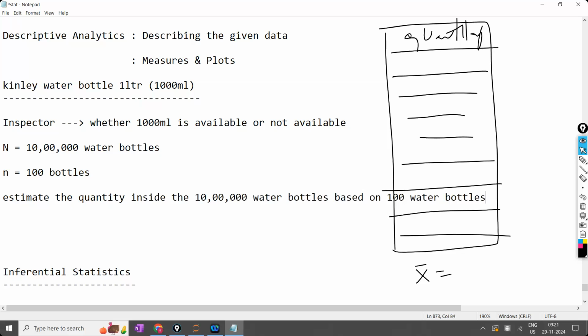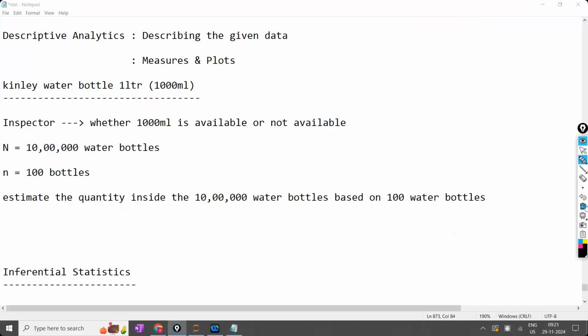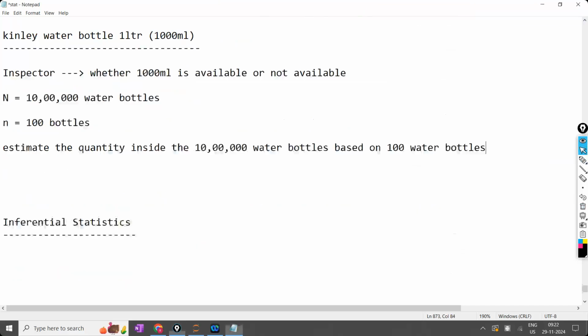For 100 water bottles, what is the quantity? Average value. Based on that, we are estimating. That means we are calculating the sample mean for 100 water bottles, and we are estimating the mu value basically. So that is what is called inferential statistics.